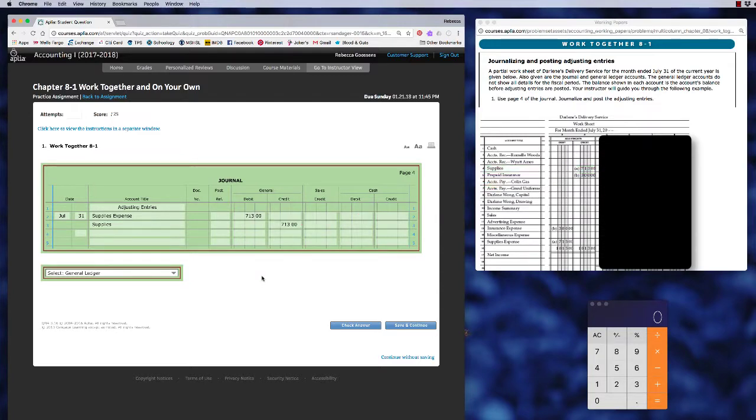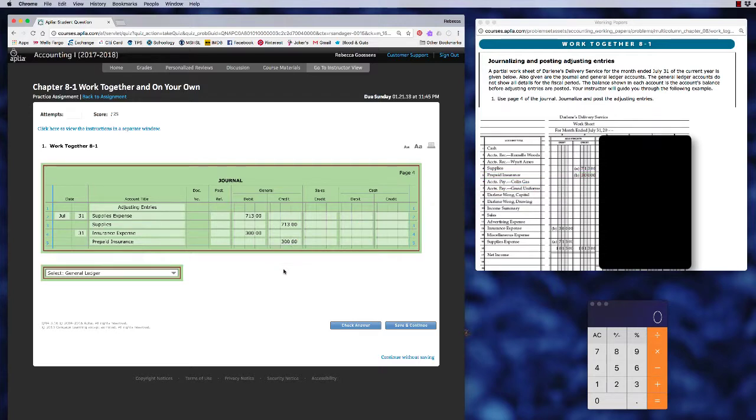Now I can move on to my next letter of the alphabet, which is B, and I again put my date of the 31st. My first debit is insurance expense. So I'm going to write insurance expense. The debit is $300, and then the corresponding prepaid insurance is going to be my credit of $300. And that's a simple journalizing.